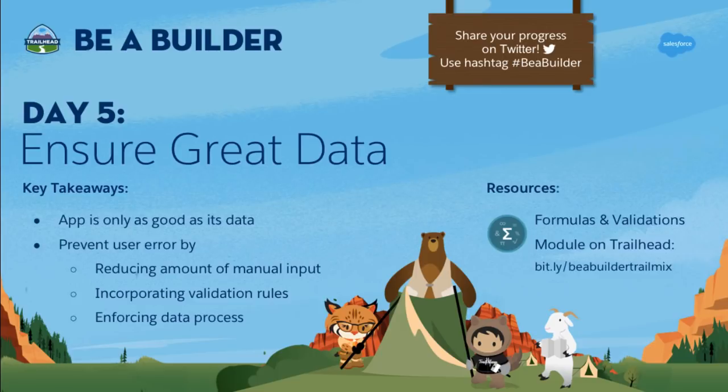So now it's your turn. Add a validation rule to your app to ensure your users are inputting data correctly. And make it fun. You can customize the error message to include emojis and encouraging language so that your users will be happy to fix those errors. And go deeper on this topic by completing the Formulas and Validations module on Trailhead. In fact, definitely don't skip this one because it is a prerequisite for the App Customization Specialist Super Badge, which I know we're all working towards.